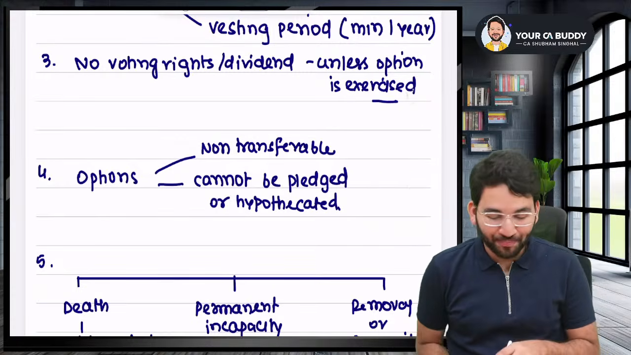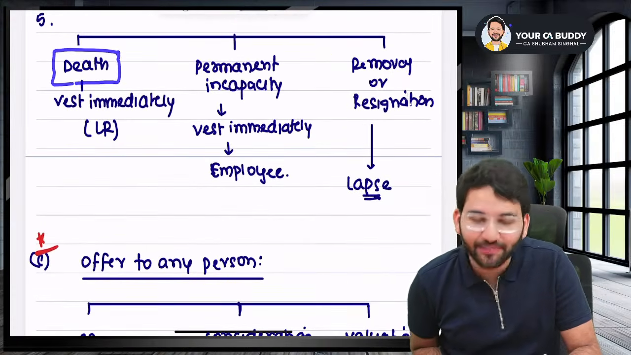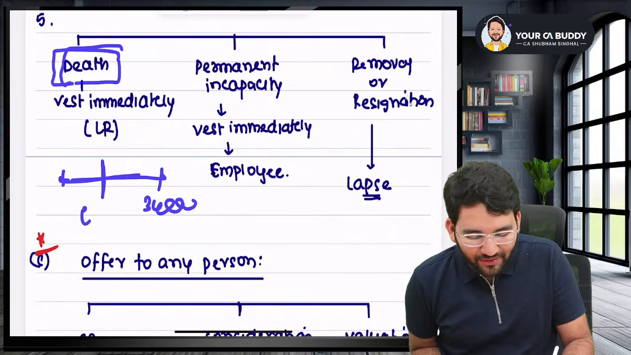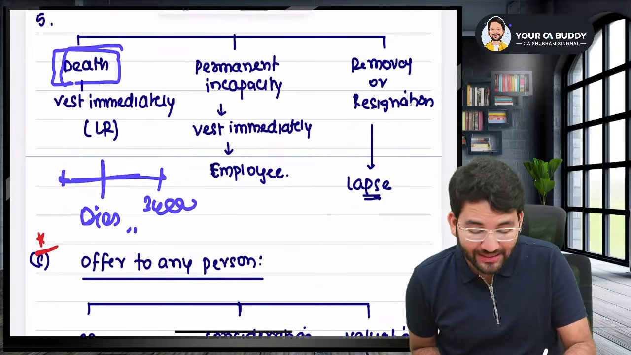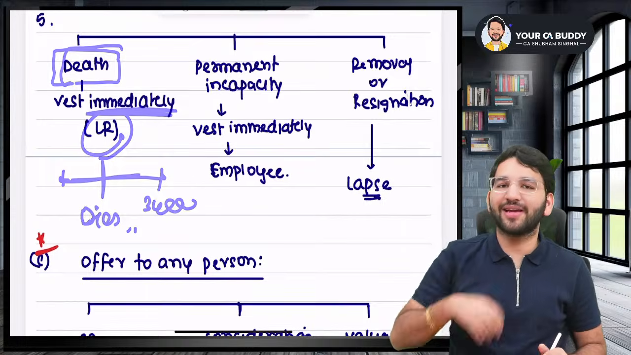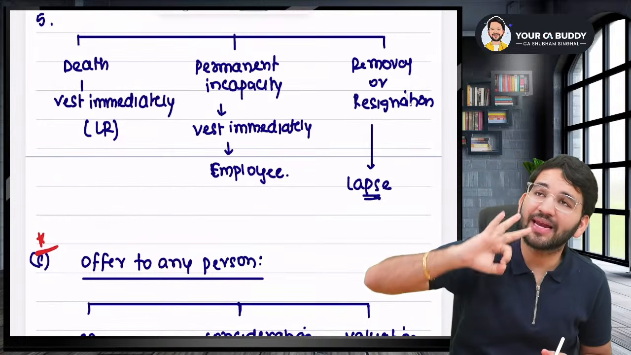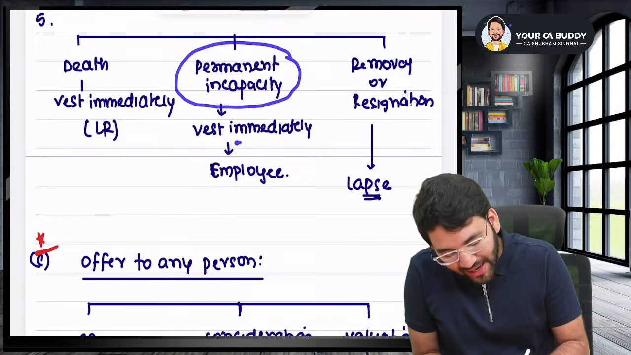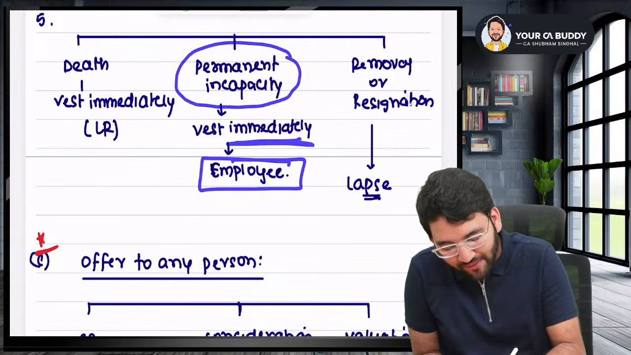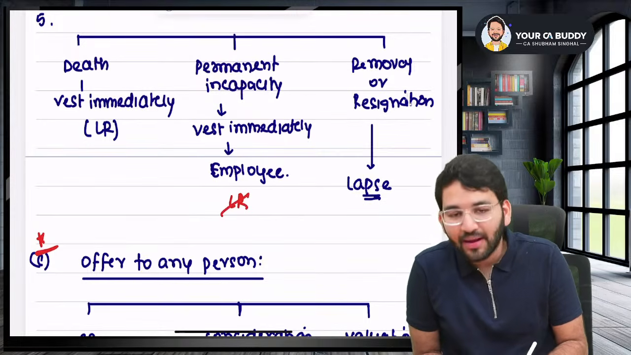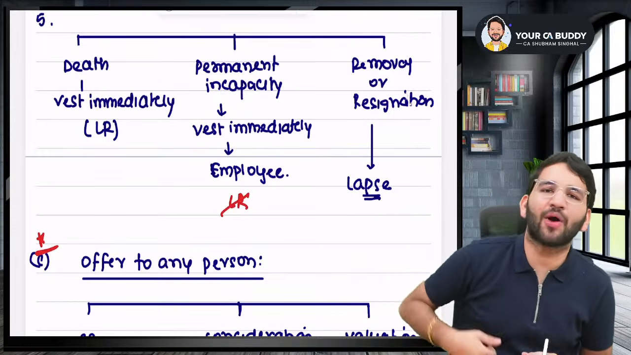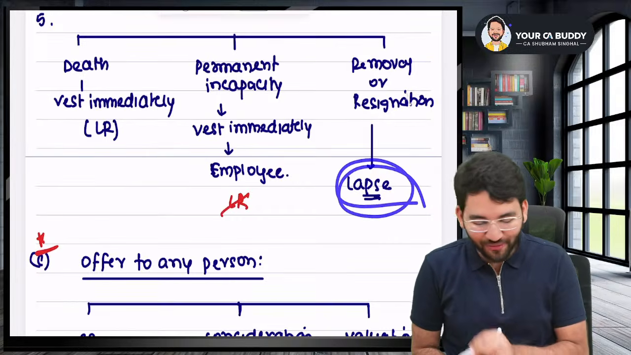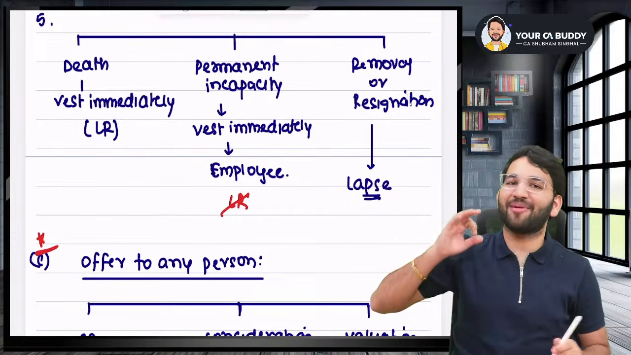Now, sir, what will happen if the employee dies? The vesting period was 3 years. Before that, if the employee dies, in that case it will vest immediately in the hands of the legal representative. That is, the legal representative can immediately opt to purchase the shares. But if there is a permanent incapacity, it will again vest immediately, but in the hands of the employee himself and not in the hands of the legal representative, because he's alive now. But if he retires or if he resigns, or if he's removed, then the option will lapse. He will not get any benefit out of this.